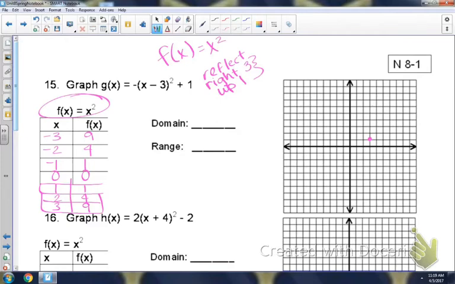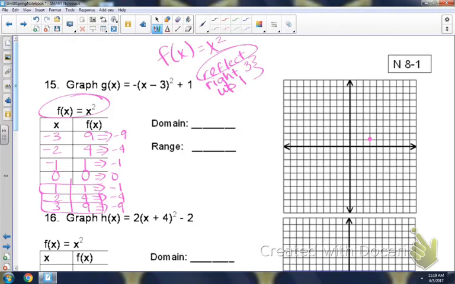function. But notice that it also says reflect, which means your y values are going to be negative because you're having to reflect over the x-axis. So that will end up being a negative 9 there, negative 4, negative 1, that'll stay as 0, and then negative 1, negative 4, and negative 9. So it'll open down now.